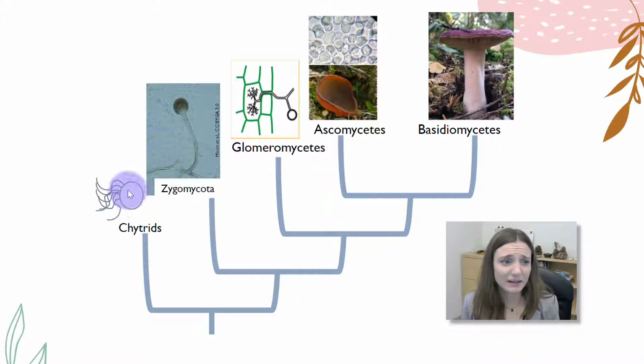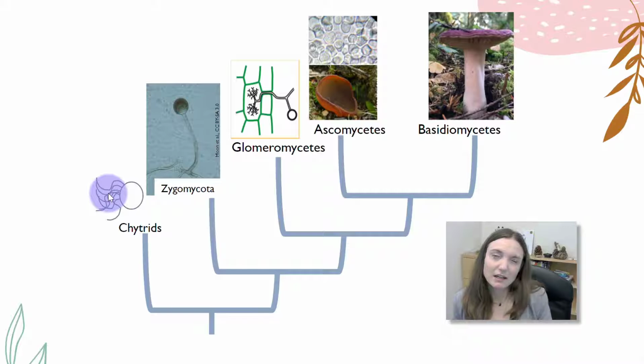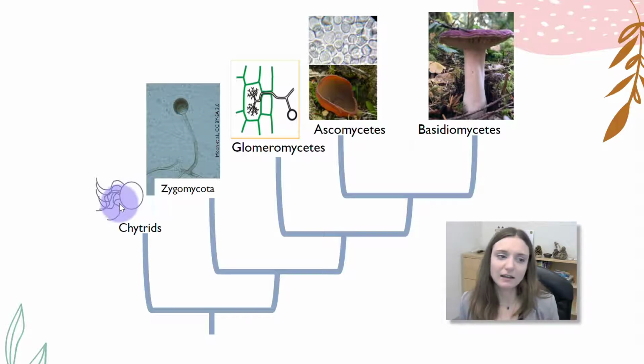So starting at the bottom here, these are considered more ancient fungi, the chytrids. These are fungi that still have motile spores, so their spores can swim, which is not common in most fungi. Most fungi, when they reproduce, do not have flagella, but chytrids do. Chytrids, you may have heard them come up in the news because they are a fungi that is infecting amphibians.